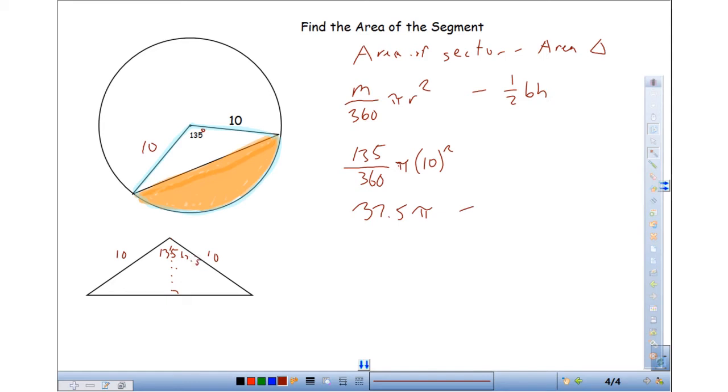So let me draw that a little bit bigger for you so you can see what's going on. This time I'm just going to pull out the right triangle. We're just going to look at this part right here, because that's the only part I really am concerned with.